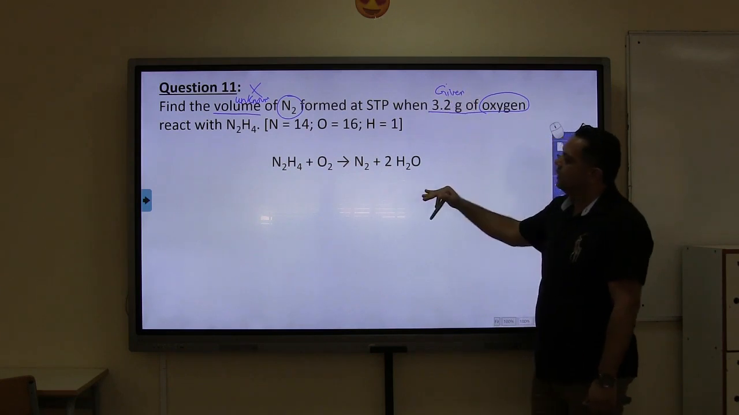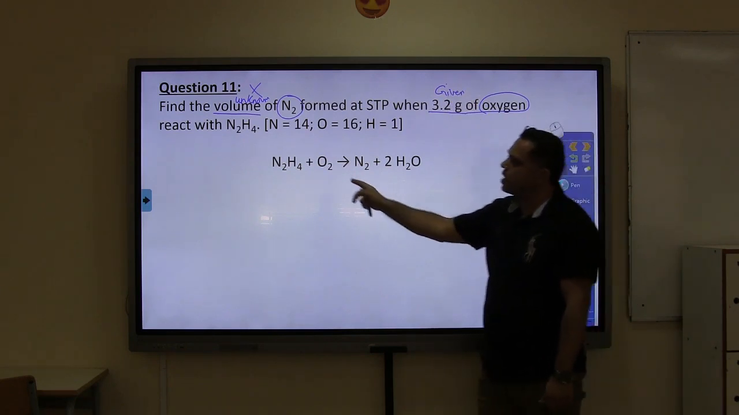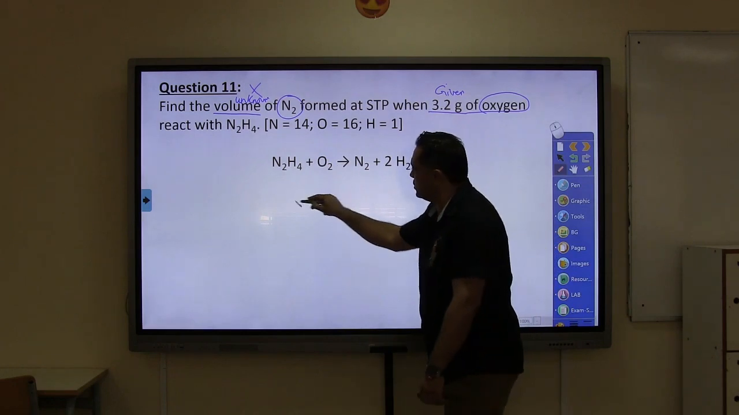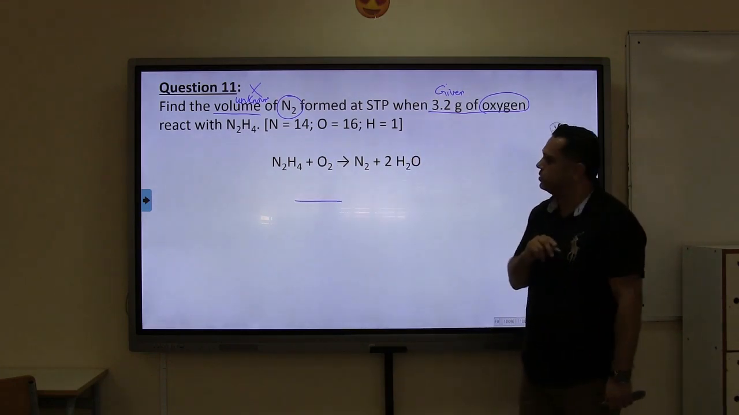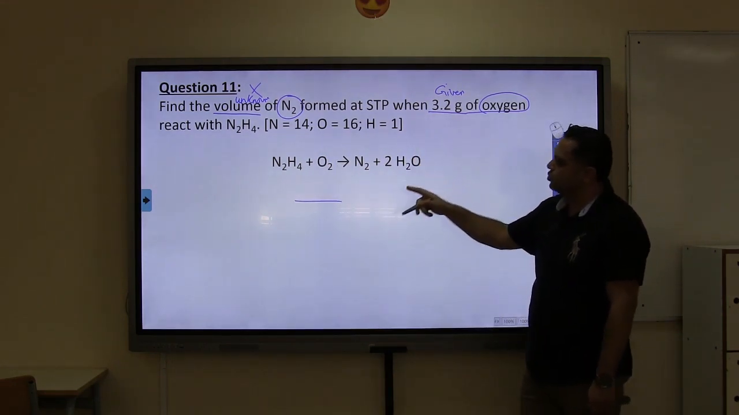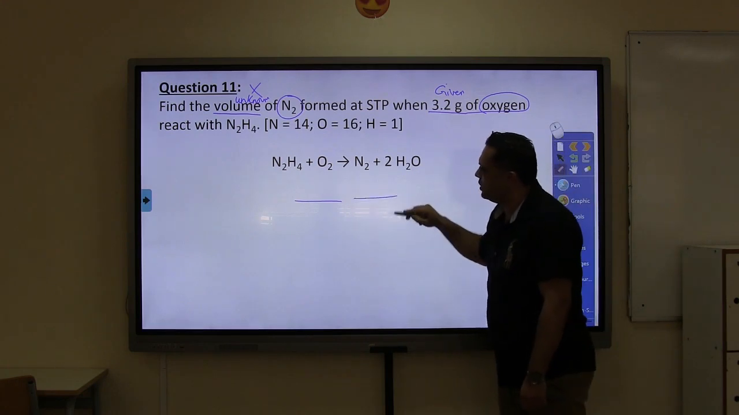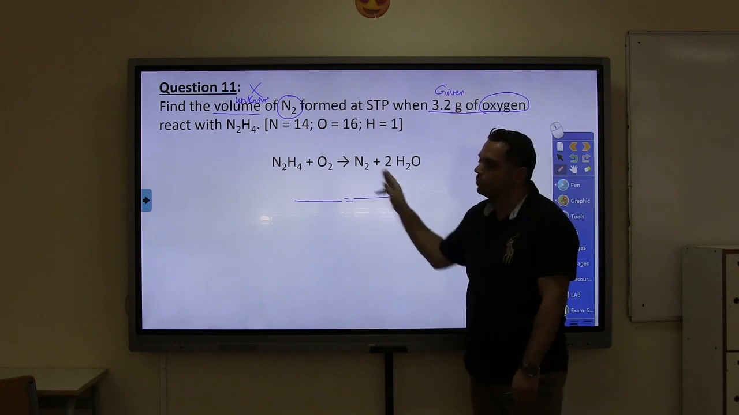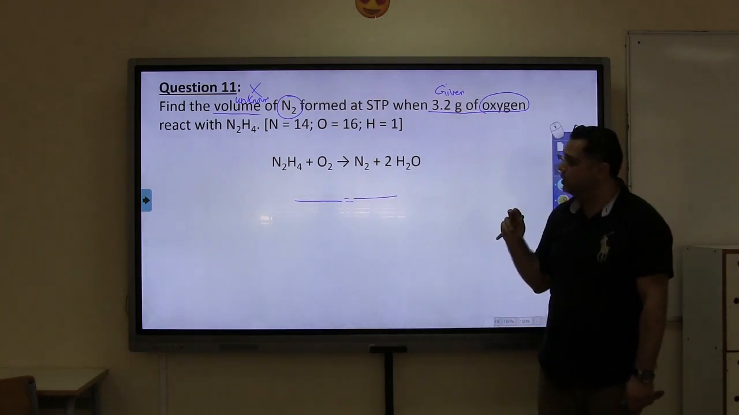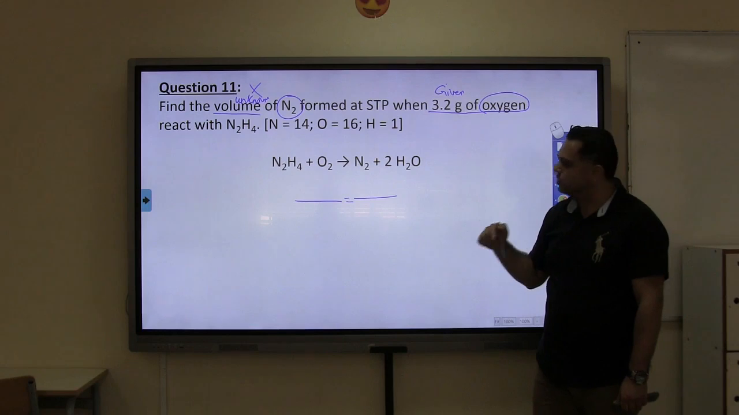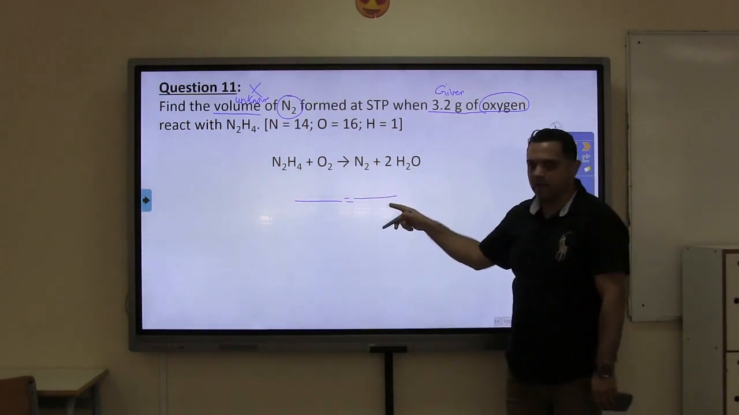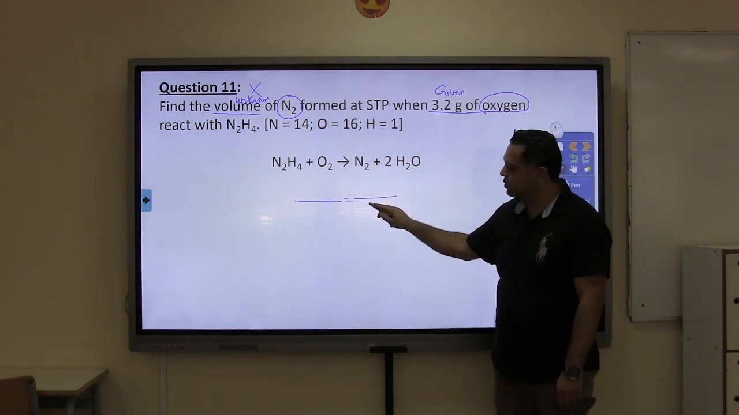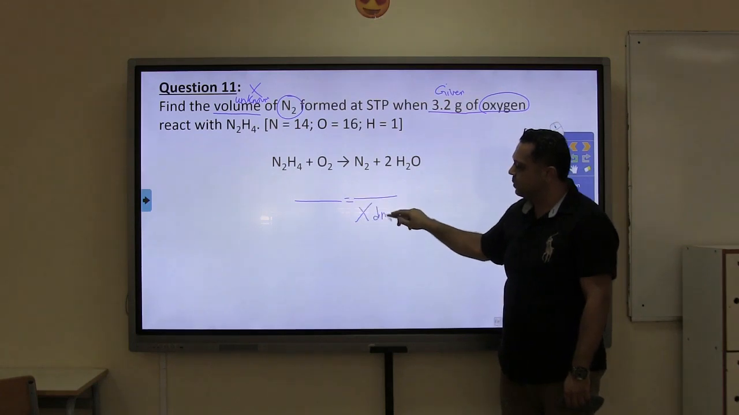So, in the reaction, I will choose oxygen as one of the species here. I will just draw a line below oxygen. And I want also N2. Below N2, I will also draw a line. And these two ratios for both species should be equal. Find the volume of the nitrogen. I don't know the volume of the nitrogen, so this will be X decimeter cube.